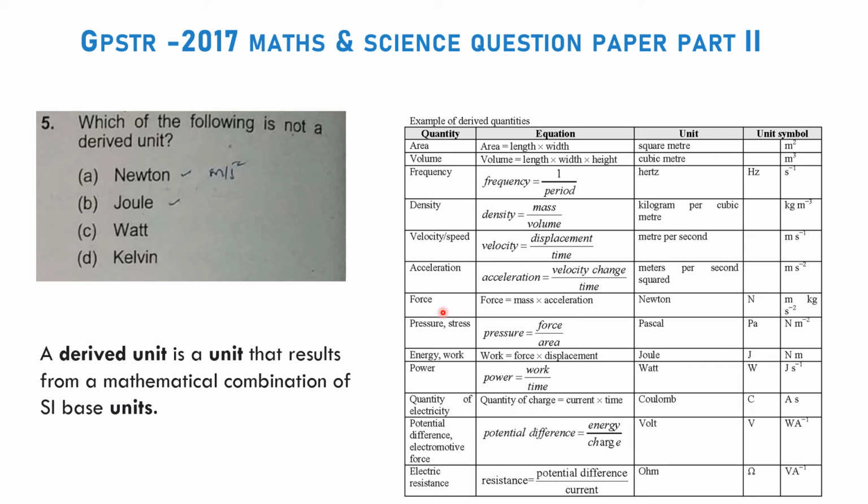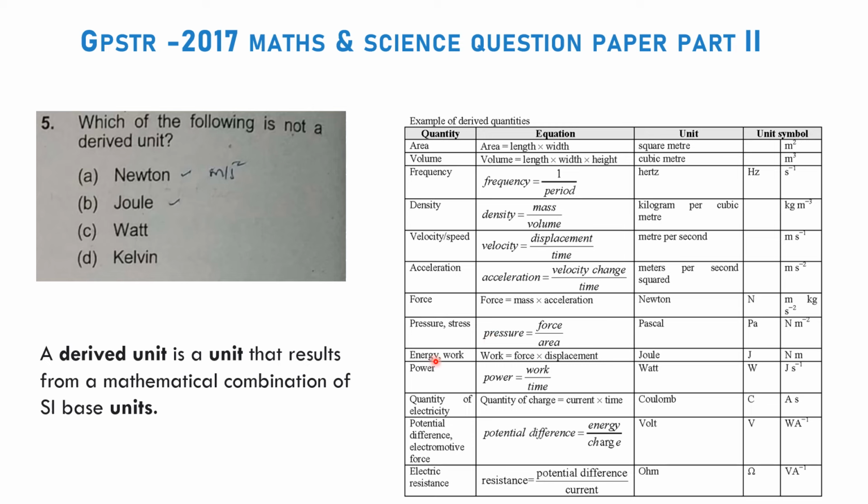Here force is the quantity. What is the equation for force? Force equation is mass into acceleration. What is the base unit for mass? Base unit for mass is kg. For acceleration, meter per second square. When you combine these two base units, you will get Newton. This Newton we consider as the SI unit for force.